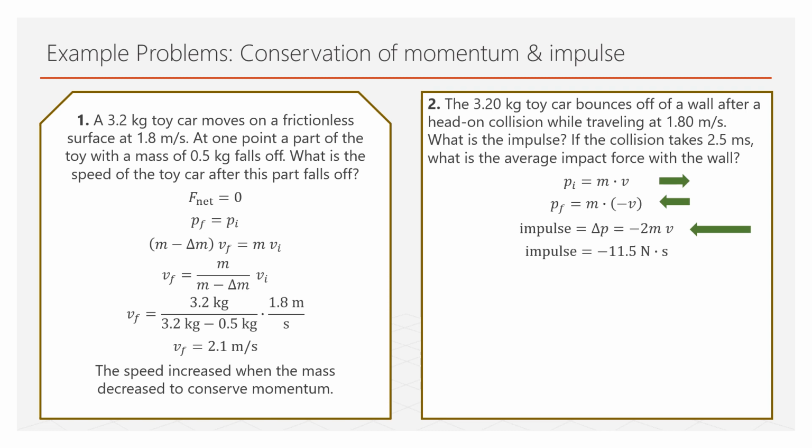Putting in the values, we get that the impulse is negative 11.5 newton seconds. The negative sign just means that it is opposite the direction of the original motion.